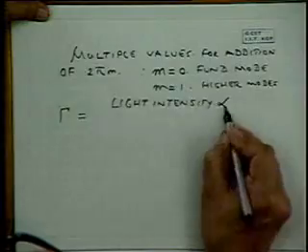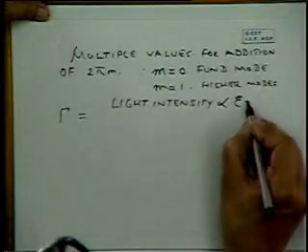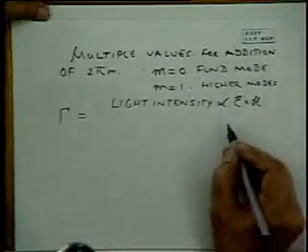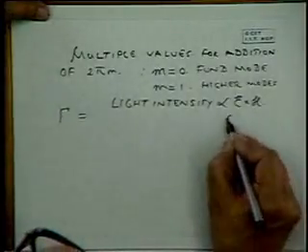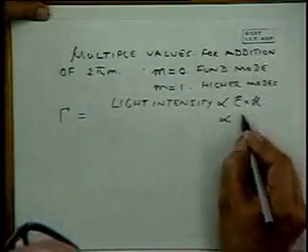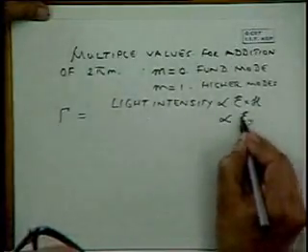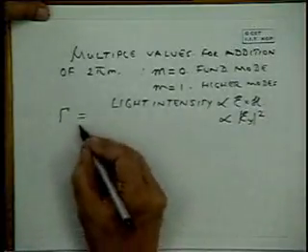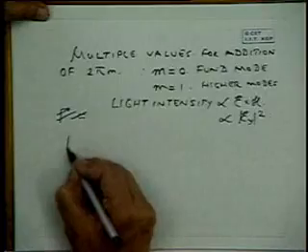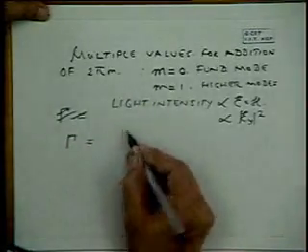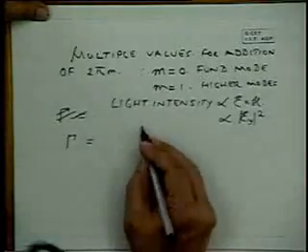Light intensity is proportional to E into H, the power, the Poynting vector, and E into H is proportional to E_y, and H_z is also proportional to E_y, so it is proportional to the magnitude of E_y squared. So gamma is proportional to E_y squared. We have the value of E_y that we've calculated.